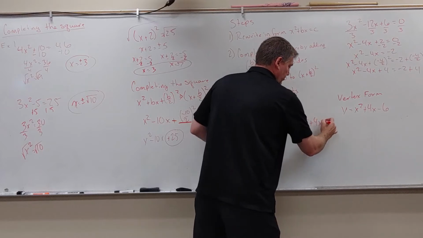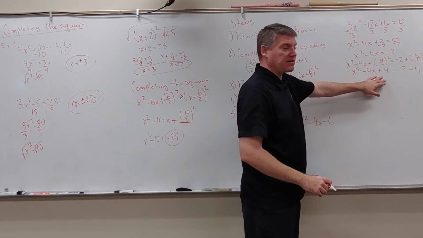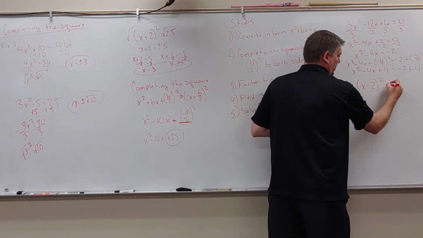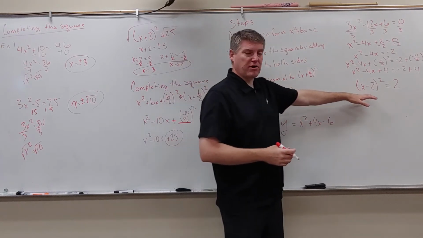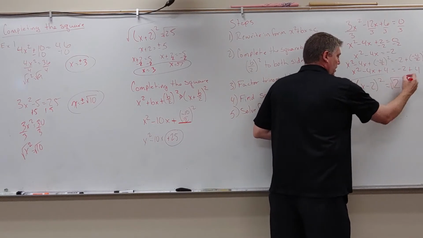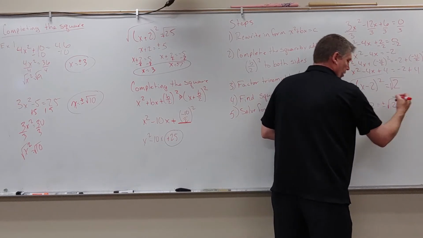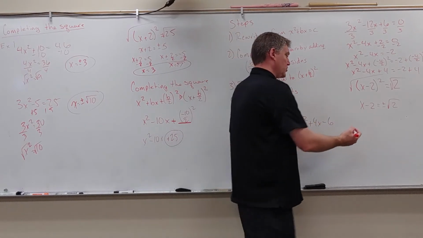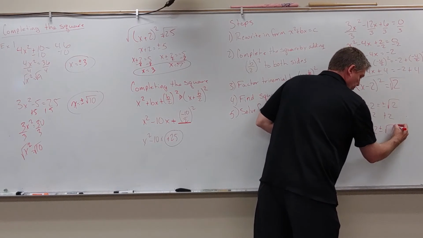Let me rewrite this over here so we have a little bit more room. Now I can factor the left side and simplify the other. This factors into x minus 2 quantity squared equals 2. This is a good thing because now I have a perfect square on my left side and a number on my right, so I can take the square root of both sides. I get x minus 2 equals plus or minus the square root of 2. To solve this, all I have to do is isolate x, so I add 2 to both sides. I get x equals 2 plus or minus the square root of 2.